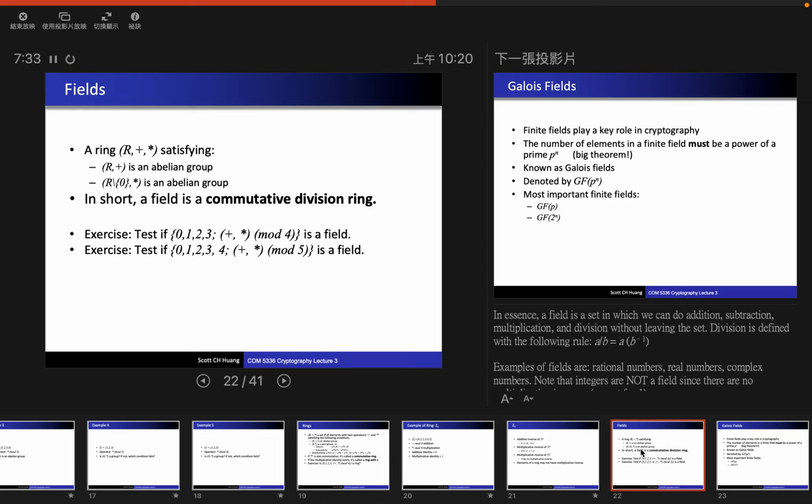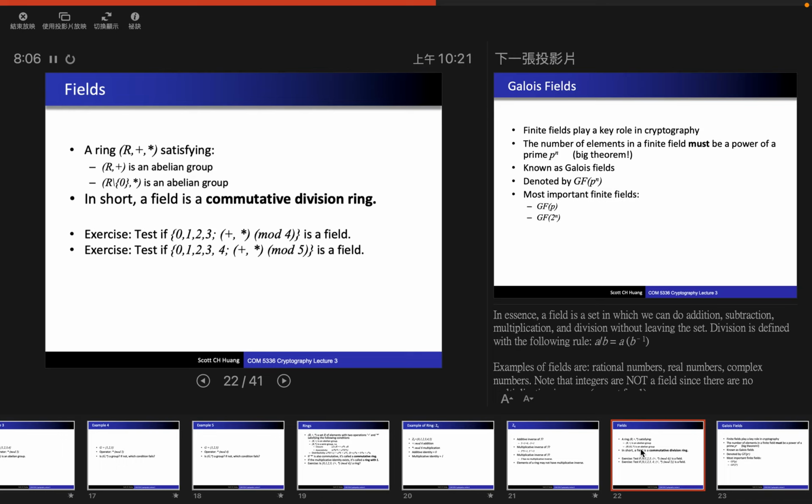So what we can deduce from the multiplication table is that 1 and 4 are both inverse of themselves, and 2 and 3 are inverse of each other. So indeed, everybody has a multiplicative inverse. So this is a field. It's a field, and we only have 5 elements, which is finite. So this is a finite field.